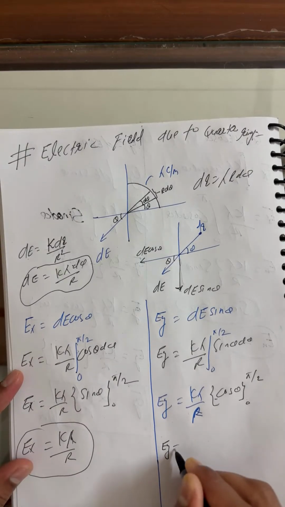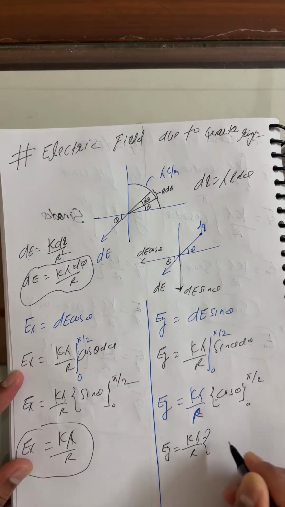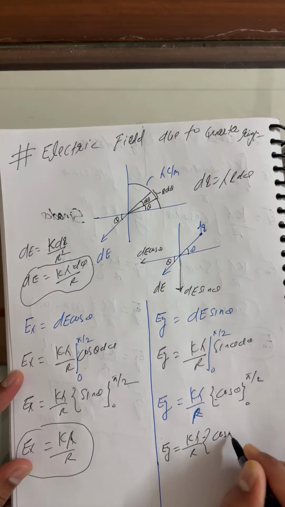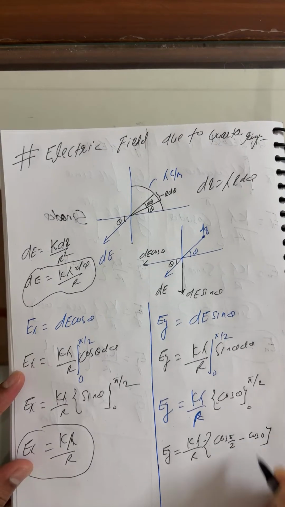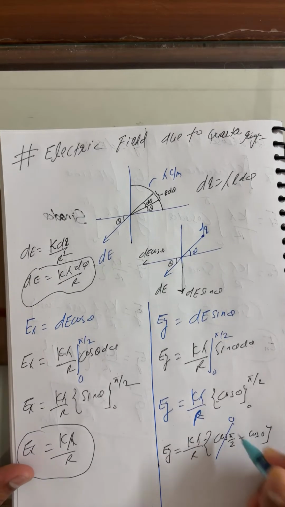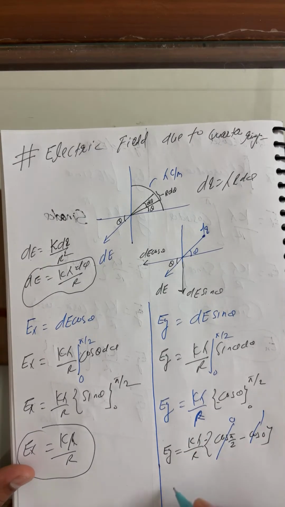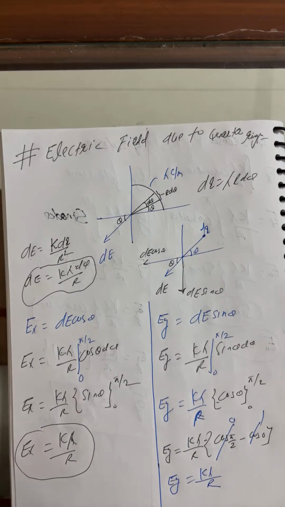So Ey, you can do it, right? K lambda by r, minus, I can take it out: cos of pi by 2 minus cos of 0. I hope all of you remember. Otherwise, I'm telling you, this is 0, this is 1, minus minus plus. So you will get Ey also k lambda by r. Now you have electric field in the x-axis also and in the y-axis also.